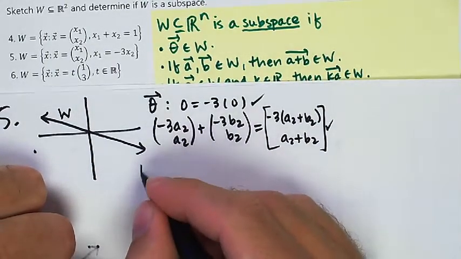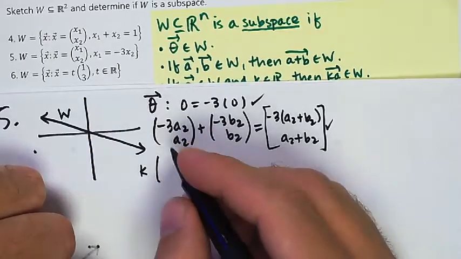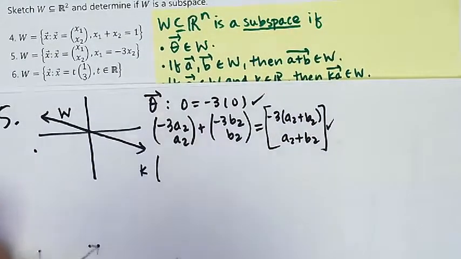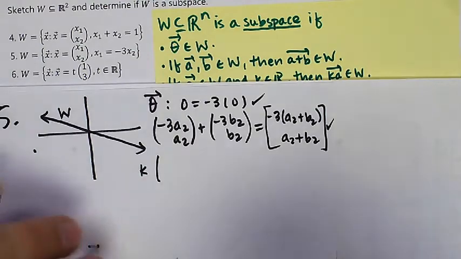Now, scalar multiplication. Let's multiply A. Oh my goodness, that's a big mosquito. I'm not sure if you saw that. It was just massive, and I'm going to kill it.